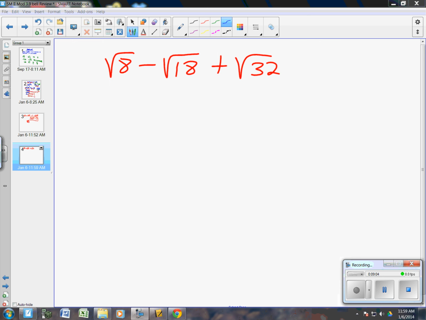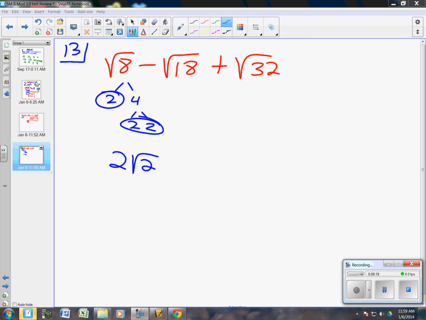Okay, you guys, on number 13, really quickly. 8 breaks down into 2 times 4, and 4 breaks down to 2 times 2. So you have a pair of 2's and a loner 2, right? One of the pairs, put it on the outside, the loner back inside. So 2 root 2. Loner goes inside. One of the pairs goes outside. 18 breaks down to 9 times 2. 9 breaks down to 3 times 3. You have a pair of 3's, a loner 2. So this breaks down into 3 root 2. You take one of the pairs, put it on the outside.